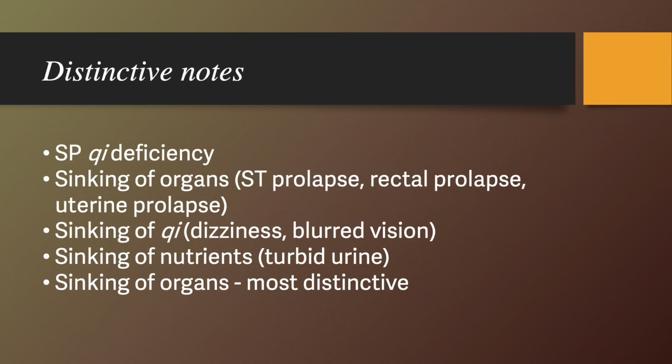The distinctive points of this pattern include spleen qi deficiency, sinking of organs such as stomach prolapse, rectal prolapse, or uterine prolapse, sinking of qi such as dizziness and blurred vision, and sinking of nutrients such as turbid urine. Sinking of organs is most distinctive for identification. It is worth noting that some symptoms can also be seen in kidney deficiency. This will be discussed later in pattern identification of the kidneys and urinary bladder.